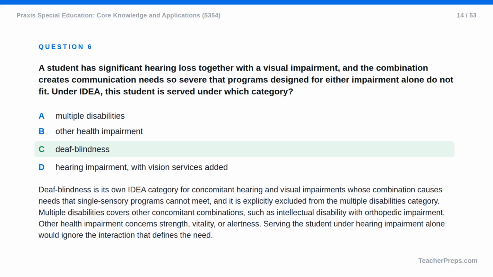Other health impairment concerns strength, vitality, or alertness. Serving the student under hearing impairment alone would ignore the interaction that defines the need.